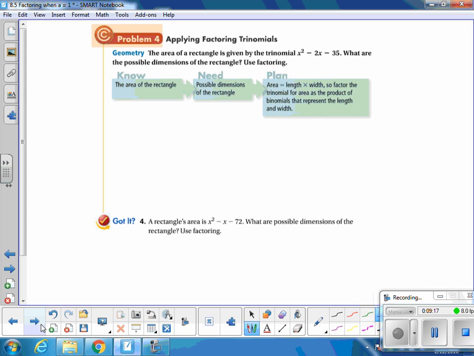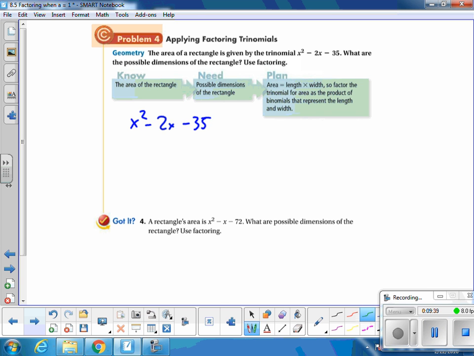Now we can go ahead and apply this. The area of a rectangle is given by that trinomial x squared minus 2x minus 35. What are the possible dimensions of the rectangle? We can use factoring to do this one. So I'm going to go ahead and factor this out. This is going to show us our dimension pieces.